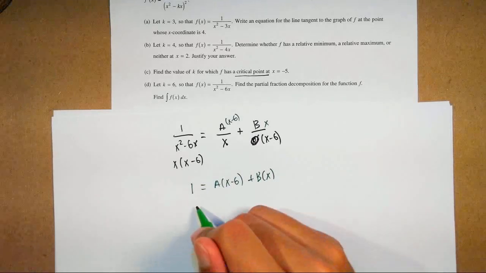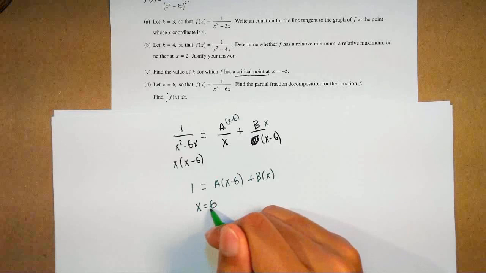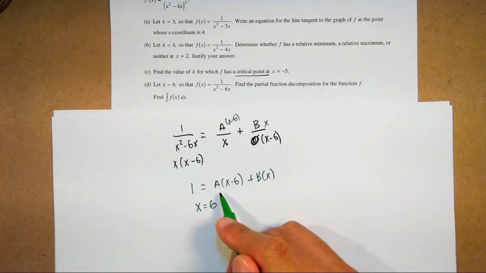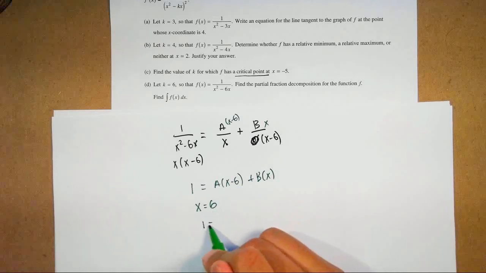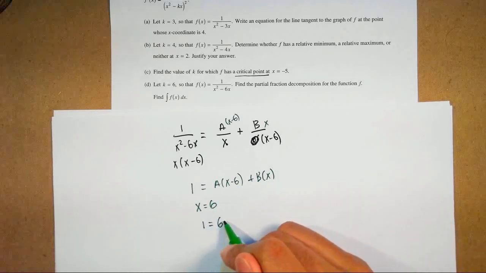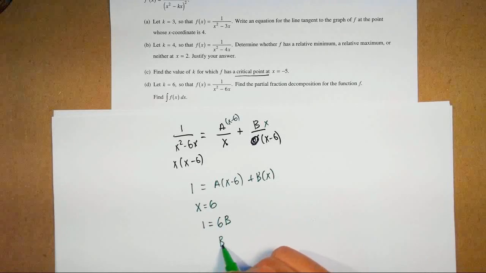So I'm going to do two scenarios. When x equals 6, this is going to cancel out. So I'm going to plug it into here. 6 minus 6 is 0. A cancels out. So I'm going to be left with 1 equals, I'm going to plug it in here, 6 times b. Solve for b. b is equal to 1 over 6.